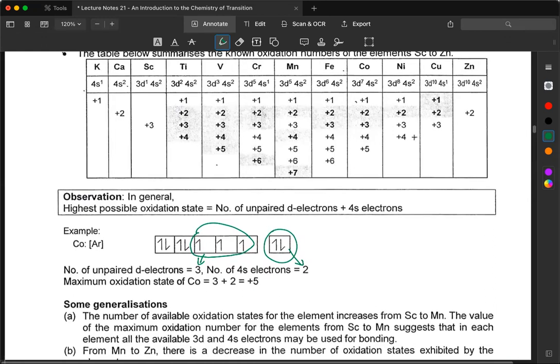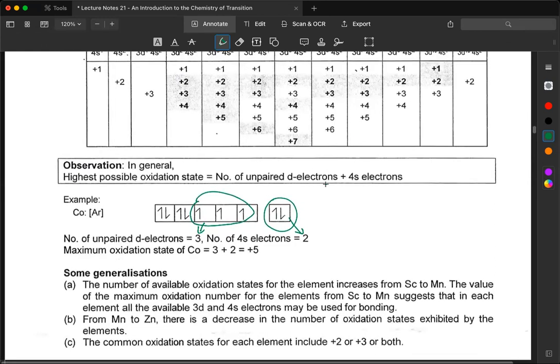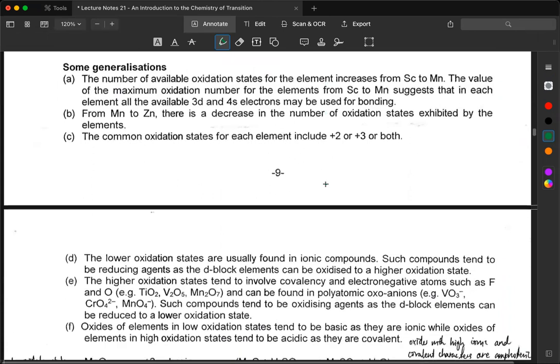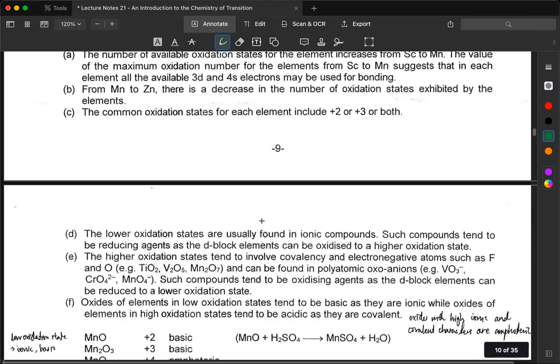From manganese all the way to zinc, we notice a decrease in the number of oxidation states exhibited by the elements. So we can see that the most common oxidation state for each element includes +2 or +3 or both. The lower oxidation states are usually found in ionic compounds. Such compounds tend to be reducing agents because they oxidize very easily.